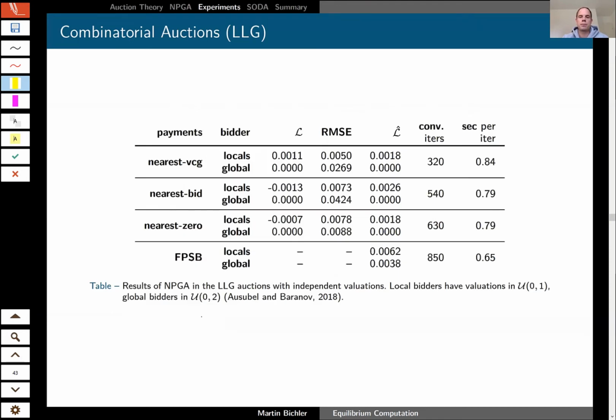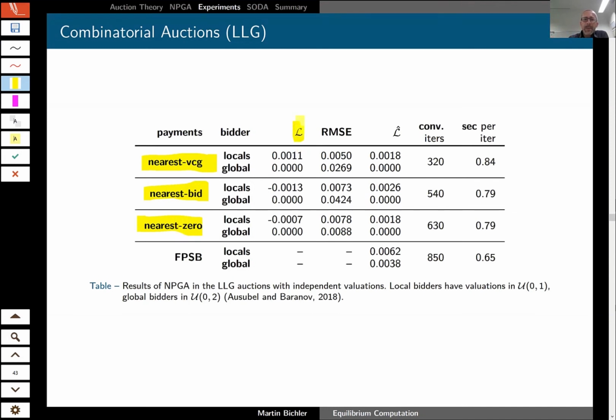So this is maybe the more interesting setting again, the local global model now with independent private values. And here you have these different payment rules. Those of you who are familiar with combinatorial auctions might know about those. Let me not get into the details. They lead to different equilibrium strategies.